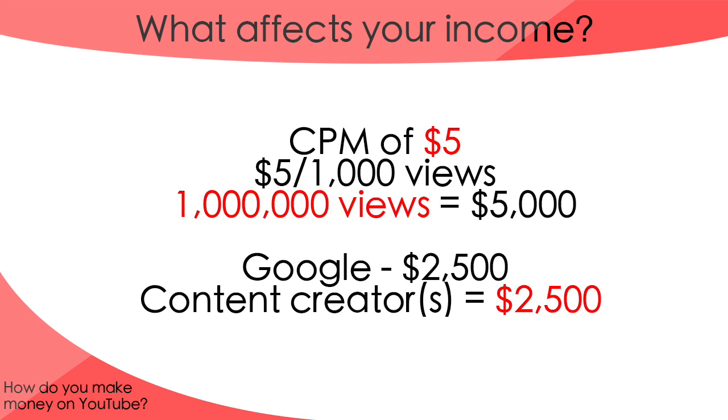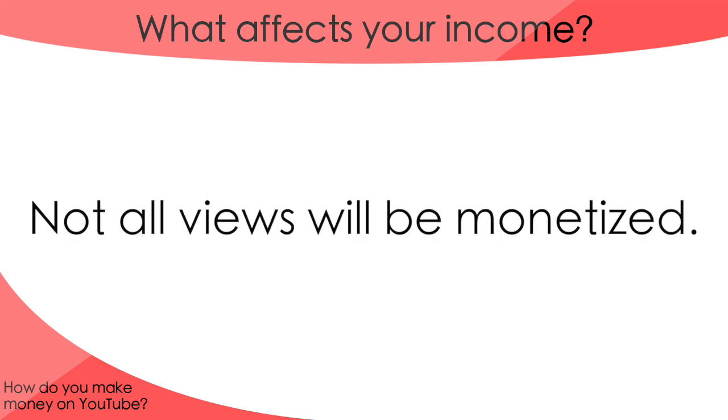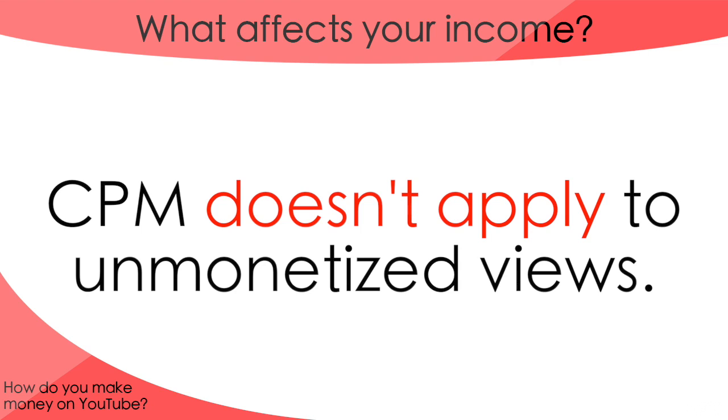If you are affiliated with a network, they will also take an additional percentage of your earnings, but we'll talk about networks later. However, just because your video gets, for example, 1,000,000 views, it doesn't mean you'll get paid for all of them. YouTube won't pay you for just views. Like I said before, they will only pay you for the monetized views, which means the views with ads. CPM does not apply to not monetized views.